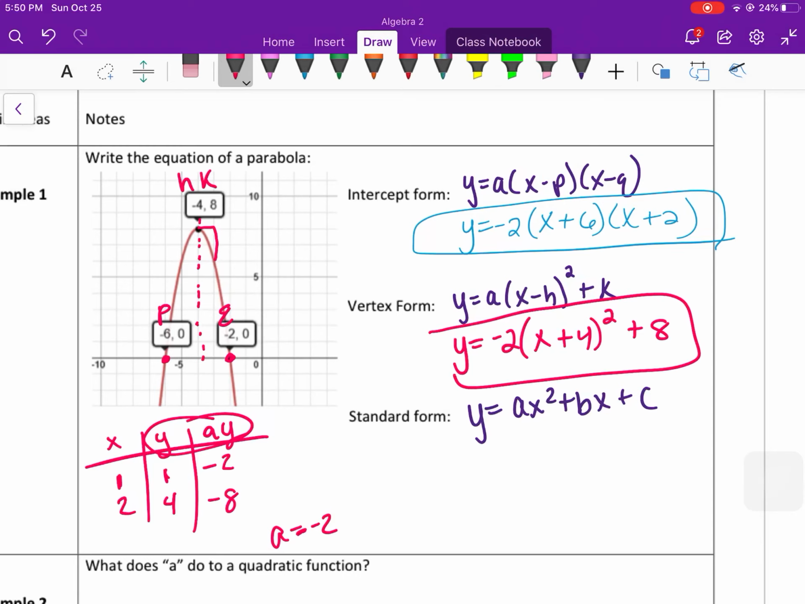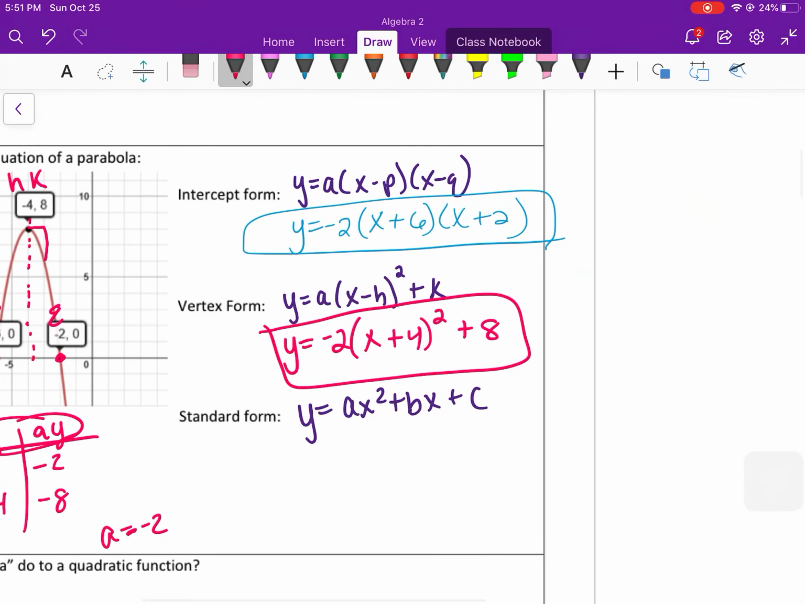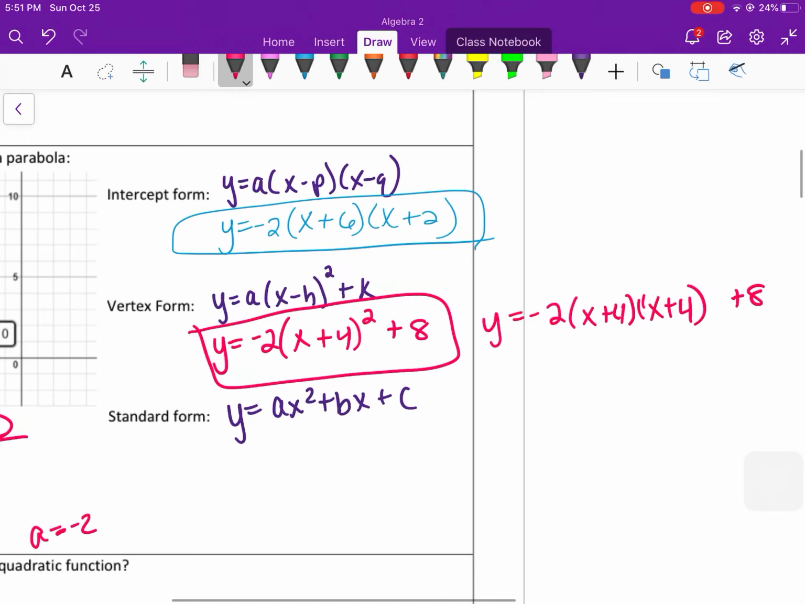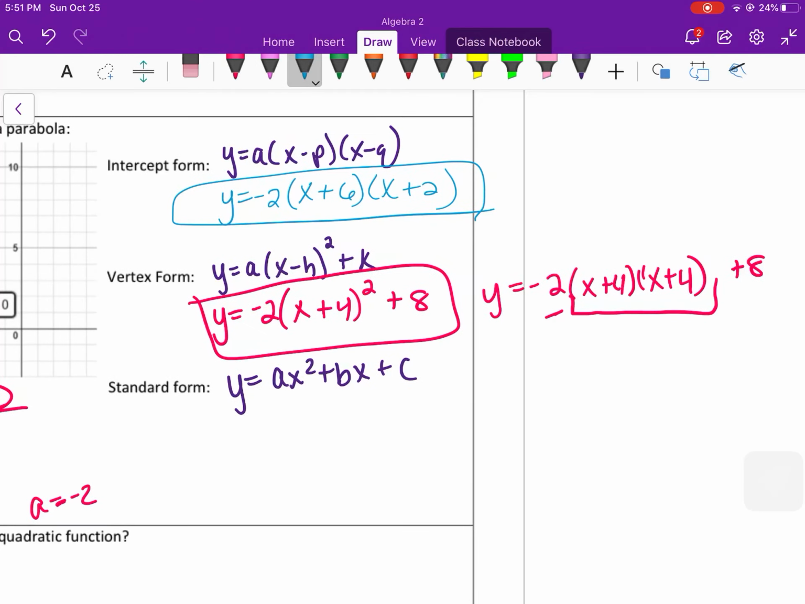So that's vertex form. To get standard form, you have to multiply one of these two out. You could multiply out either one. If you multiply out the vertex form, though, you have to take the x plus 4 squared as x plus 4 times x plus 4. And you'd have to do this first, then multiply that by the -2, and then take that answer and add 8. So it might just be easier to multiply out the intercept form. So -2 and then x plus 6 and x plus 2.